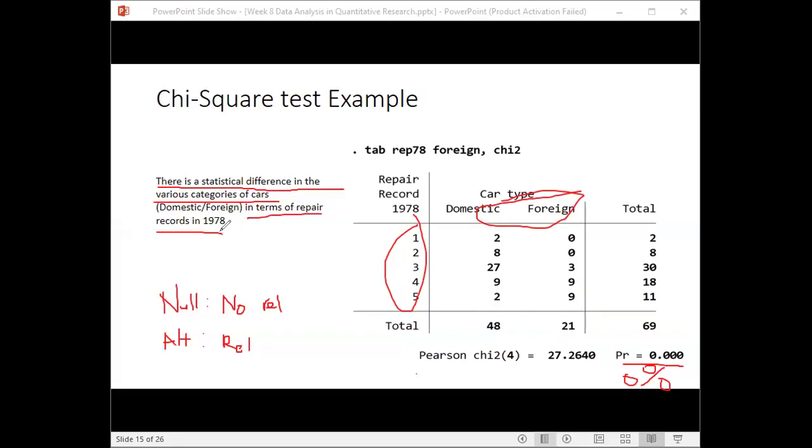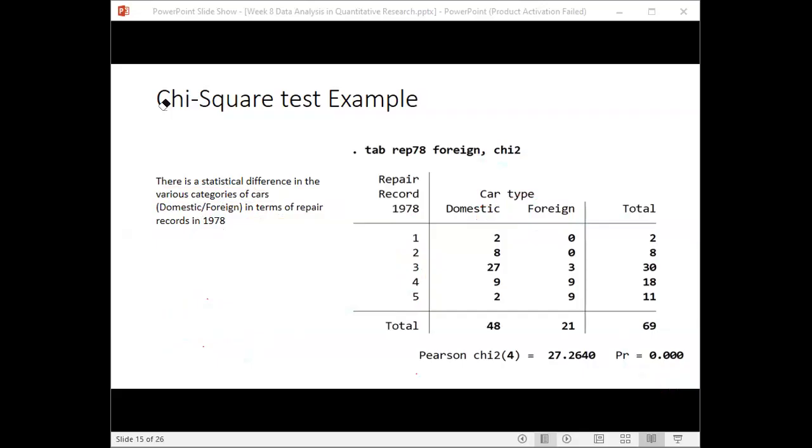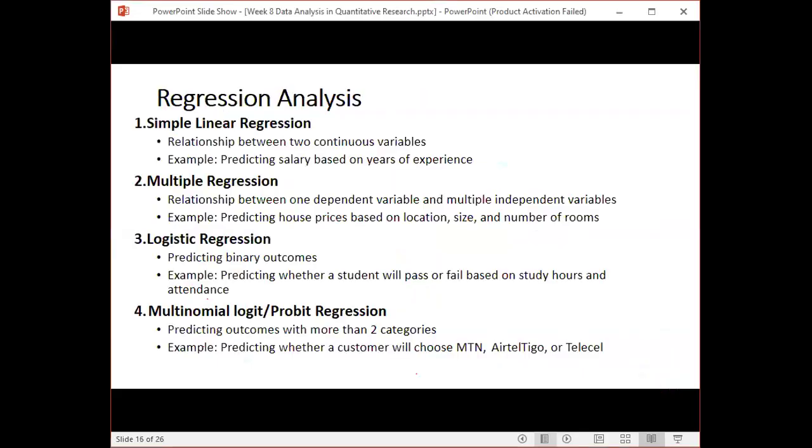And obviously, yes, there's a clear difference in some of them. 27 for domestic as against 3 for foreign in terms of those who came to repair 3 times in 1978. So there's a clear relationship. It's obvious. And that is how the same hypothesis testing rules are applied in the chi-square tests, which are categorical in nature. That is something you might also want to have a look at. The rules do not change. You just have to apply them whenever possible.